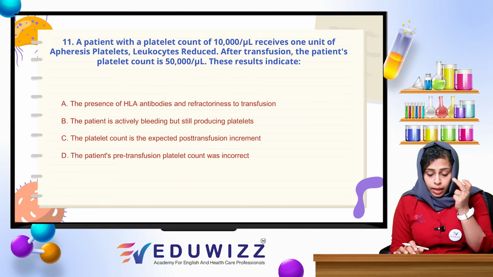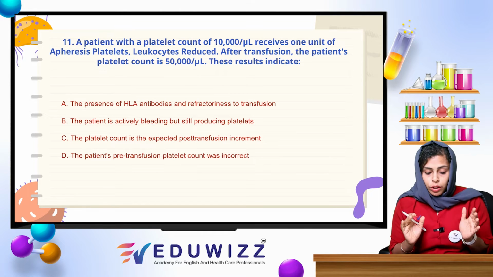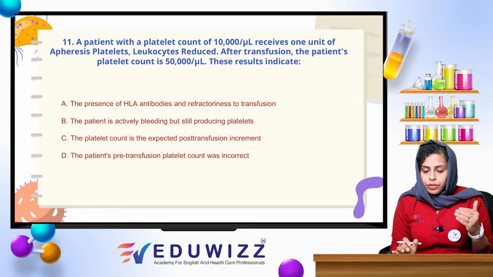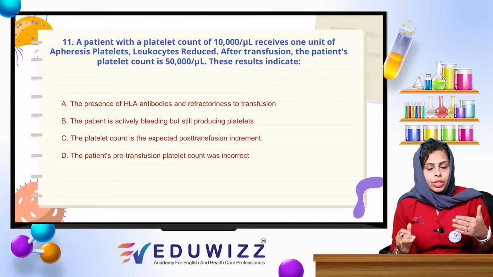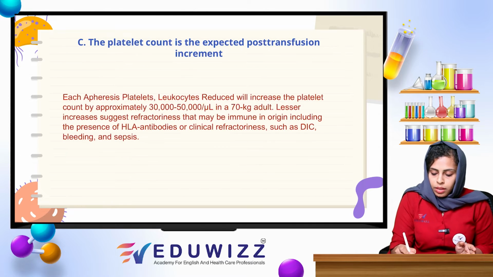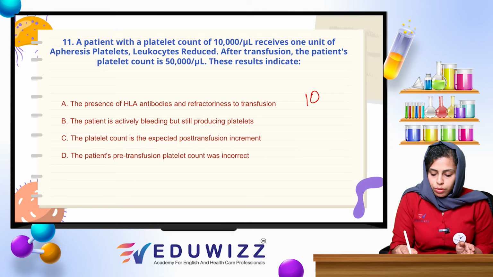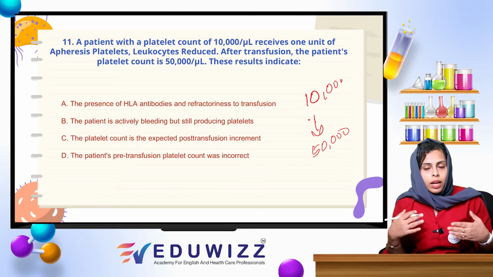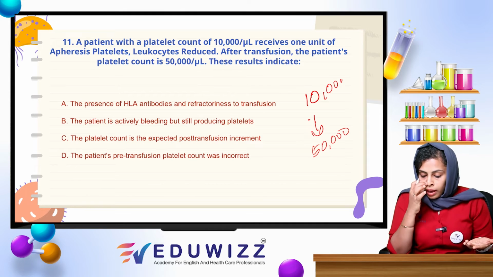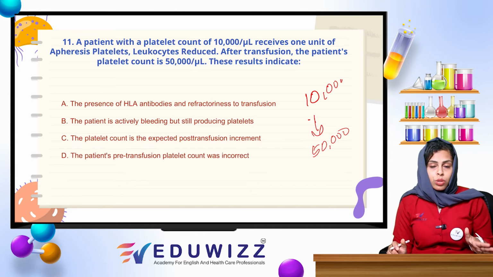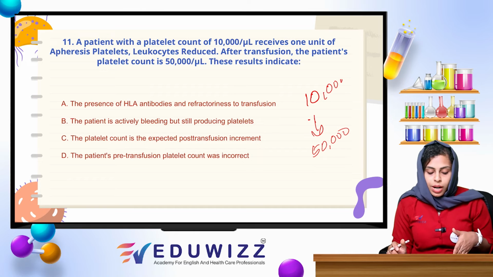A patient with a platelet count of 10,000 receives 1 unit of leukocyte-reduced apheresis platelets, and after transfusion the patient's platelet count increased up to 50,000 per microliter. That means it increased from 10,000 to 50,000, so a high increase can be noted. The options: these results indicate the presence of HLA antibodies and refractoriness to the transfusion.